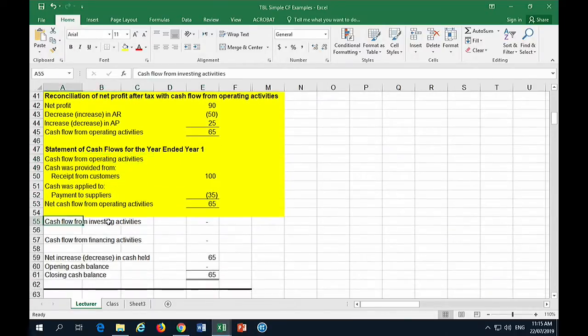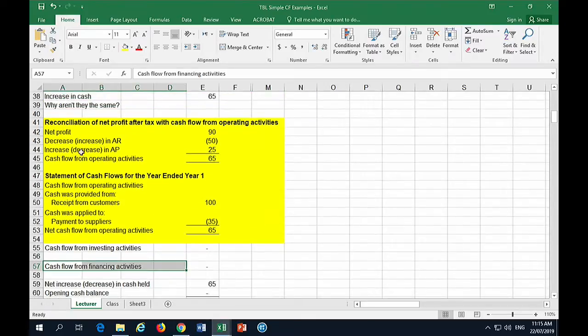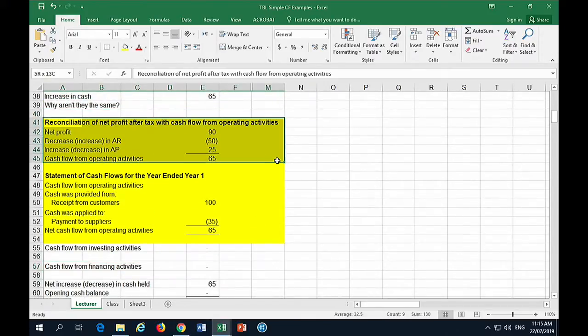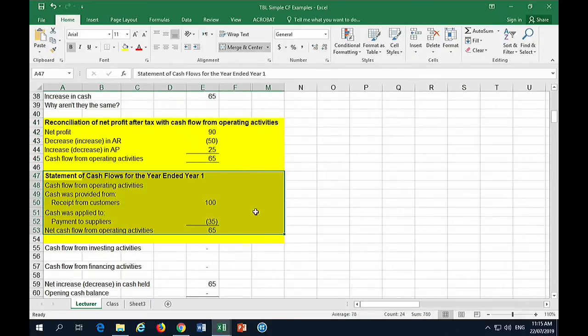The next one is cash flow from investing activities. And the last one is cash flow from financing activities. These three activities jointly drive the changes in the cash position from year 0 to year 1. So as you can tell from here, the indirect method and the direct method just look at the cash flow from different angles, right?